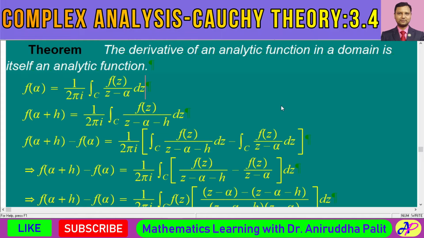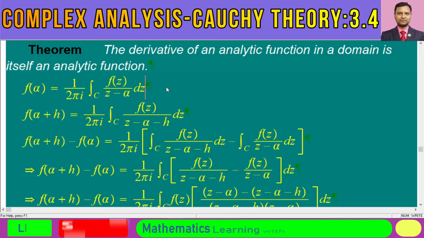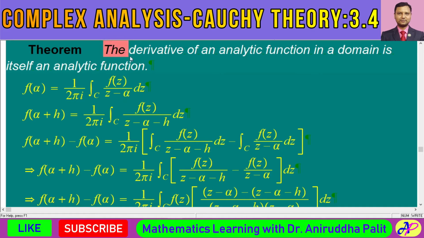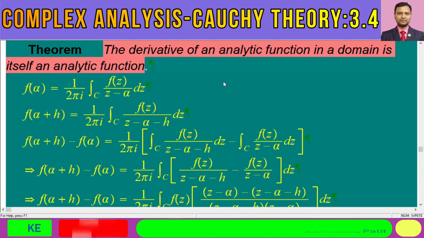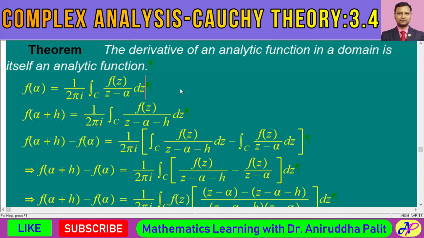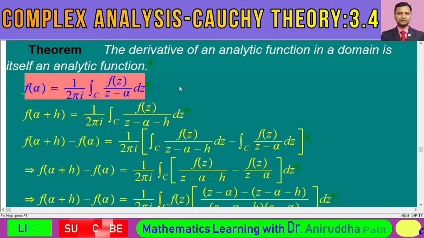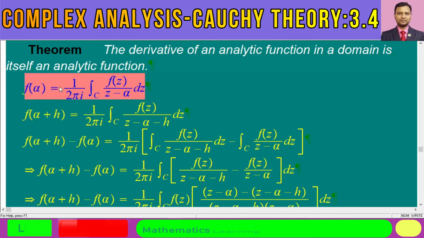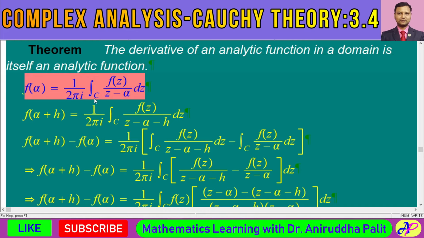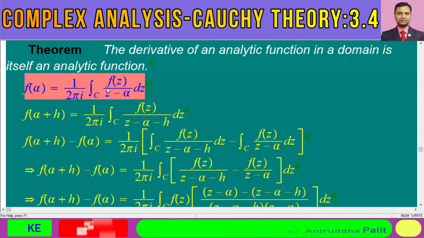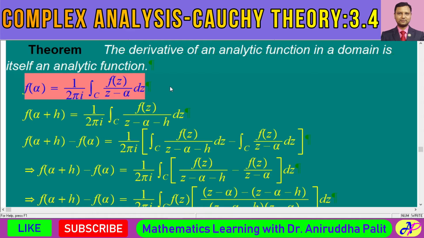Everybody, let's start with the last result that I finished in the last lecture. We discussed this result that the derivative of an analytic function in a domain is itself an analytic function. We started from the Cauchy integral formula, f of alpha is equal to 1 by twice pi i integral over the boundary C of f of z divided by z minus alpha.